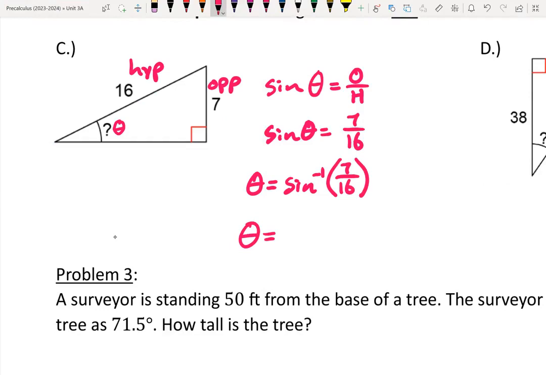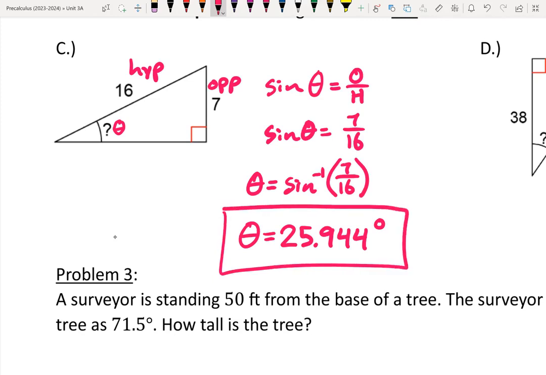All right, what are we getting for our angle? Anybody want to share what they got? 25.944 degrees. This is a degree, so we need to put the unit of measure. That's going to be very important, again, starting tomorrow when we start looking at radians. So degrees. All right.